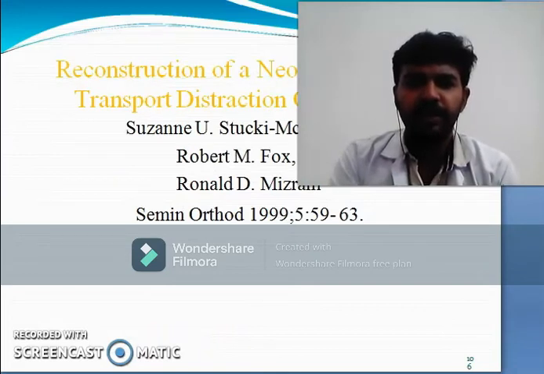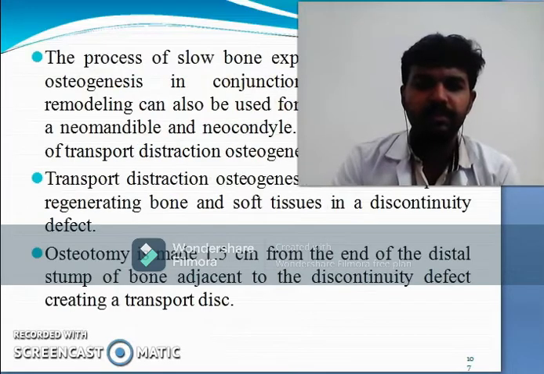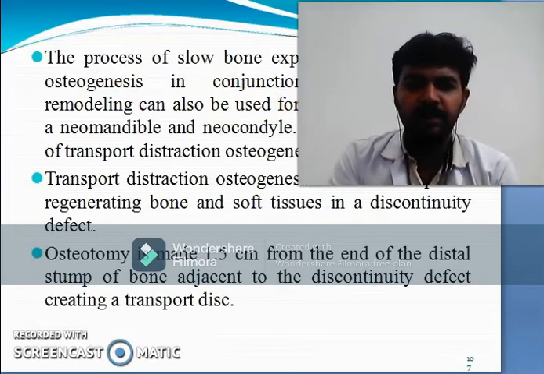Reconstruction of neocondyle using transport distraction osteogenesis. The process of slow bone expansion by distraction osteogenesis in combination with functional remodeling can also be used for the reconstruction of the neomandibular neocondyle. This is the technique of transport distraction osteogenesis.